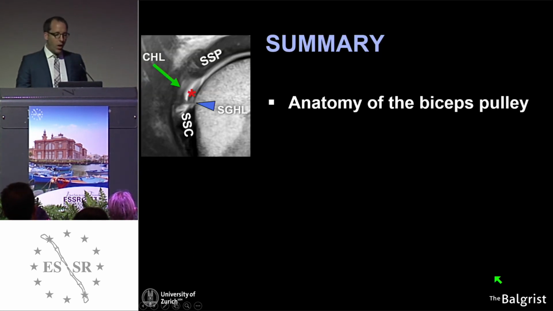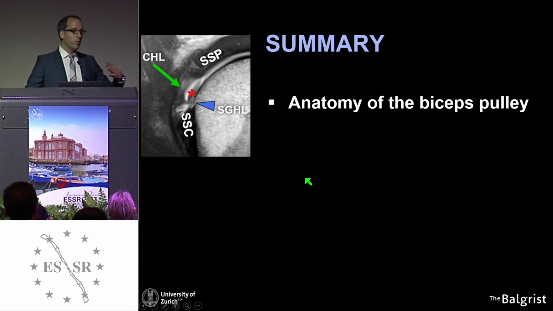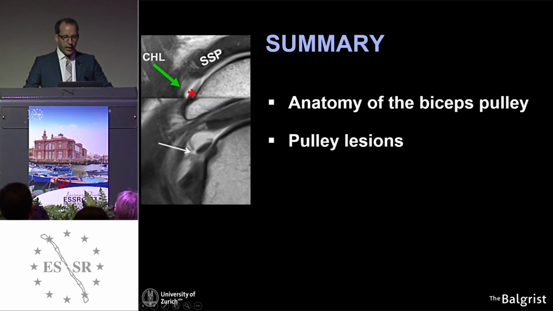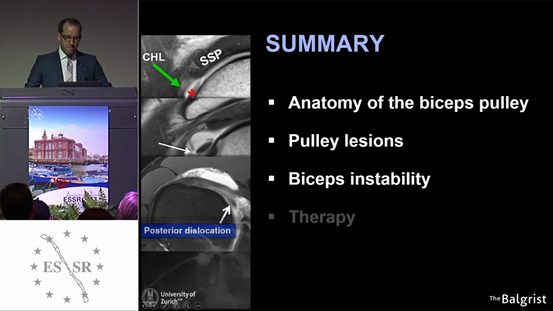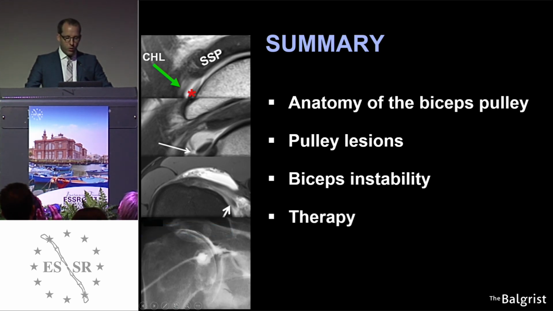Let's briefly summarize. In the beginning, we looked at the anatomy, so we were able to show now to the surgeon what the anatomy looks like with the coracohumeral ligament and also with the superior glenohumeral ligament. Then we looked at different types of pulley lesions and how we can diagnose them with MR arthrography and other modalities as well. We looked at different patterns and types of biceps instability, and finally I was able to show you a couple of things on therapy.